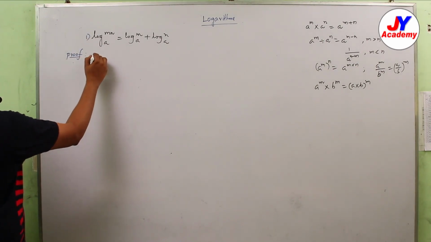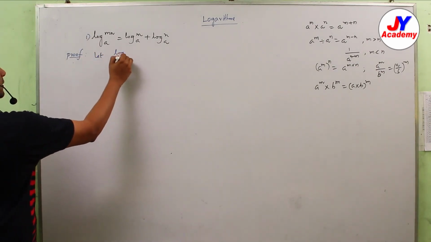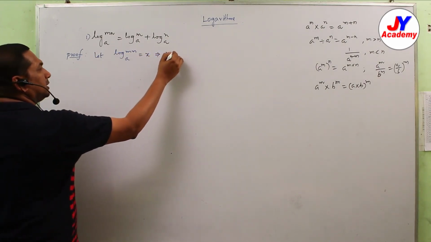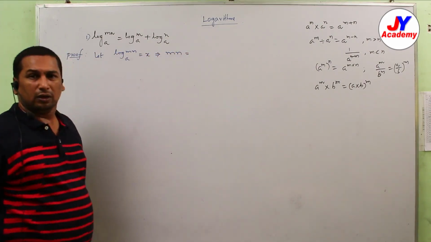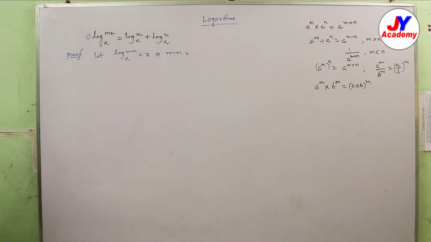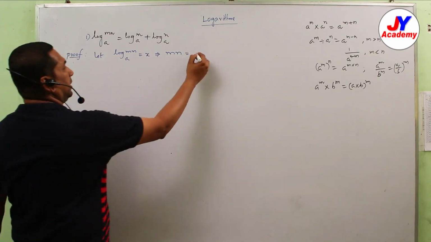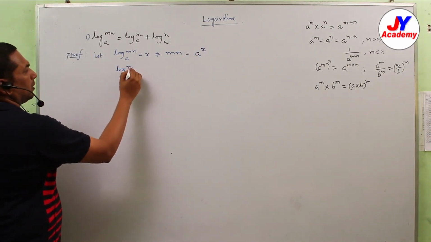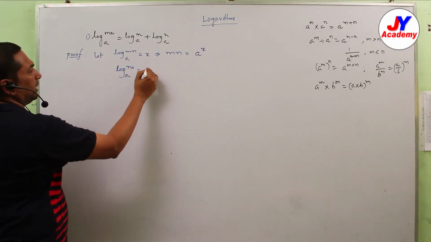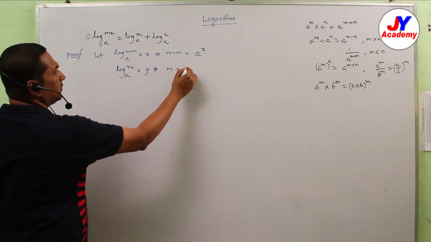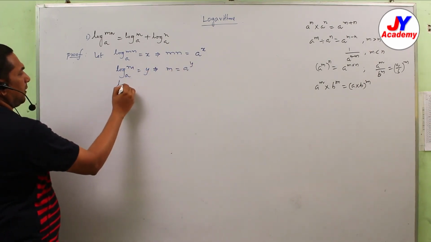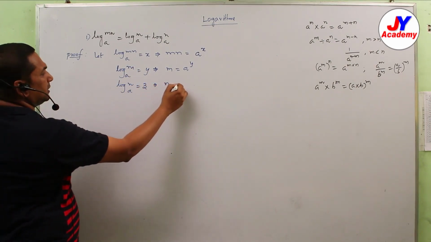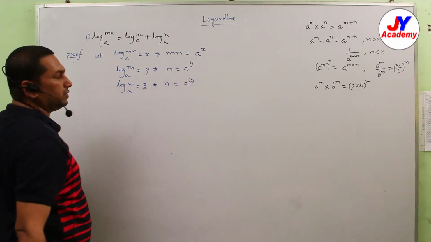First result. Let log mn base a is equal to x. What is its exponential form? mn is equal to a to the power of x. Log m base a is equal to y, then m is equal to a to the power of y. Log n base a is equal to z, then n is equal to a to the power of z.